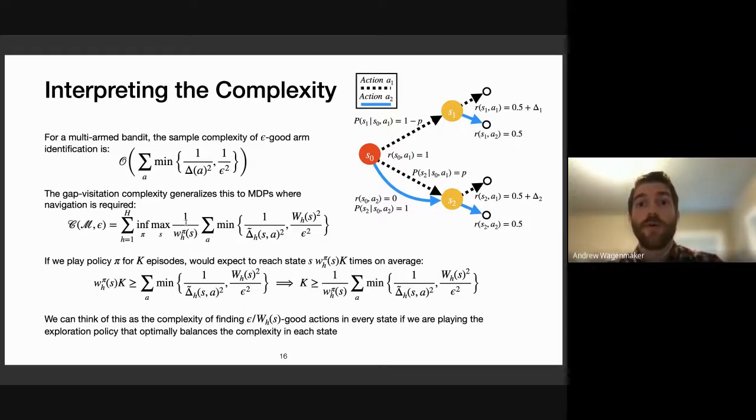Oh, that's a great question. Yeah, we assume the algorithm has to know it has an epsilon optimal policy. So it's like a verifiable problem. You need to return an epsilon optimal policy with essentially a certificate that it is epsilon optimal. Yeah, great question.